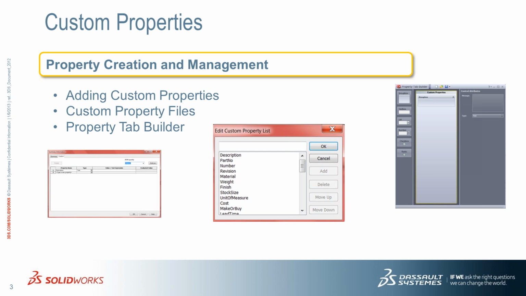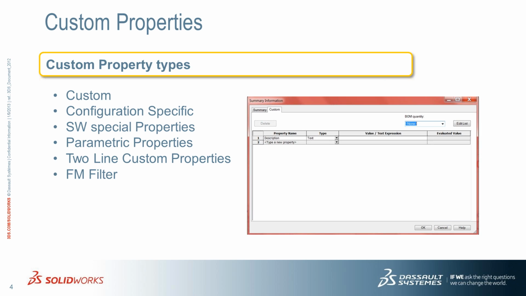So back to our tools for a moment. So we have ways of entering the data. It's fairly easy. But what are the different types of data that we have and some of the things that we can do? First of all, what is the difference between the custom tab and configuration specific? Also, people get confused, or what is SolidWorks special property and what does it mean for me?